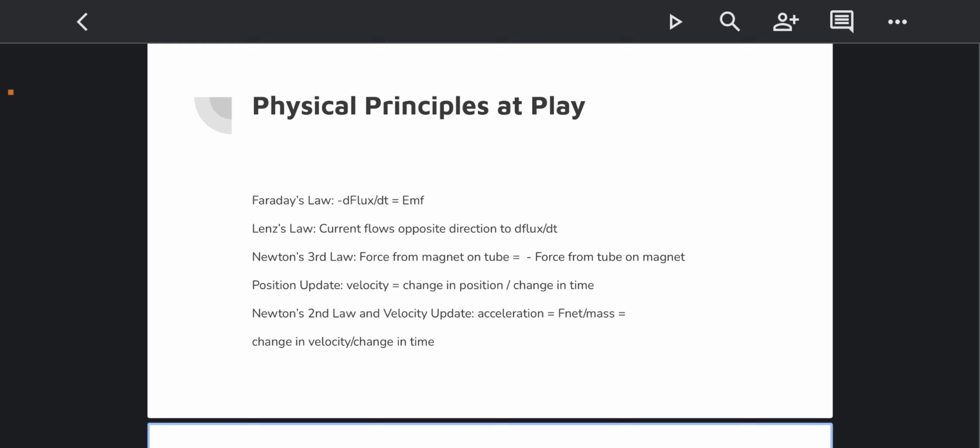The position update formula just says velocity is change in position over change in time. You can algebraically rearrange that to get the actual formula for position update. Newton's second law and the velocity update go together: acceleration equals the net force over the mass of the object in question, which is equal to the change in velocity over the change in time. Again, we can get the velocity update formula by rearranging the equation to get final velocity in terms of initial velocity and F_net over m.